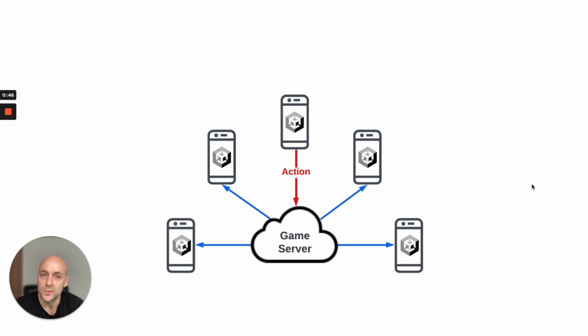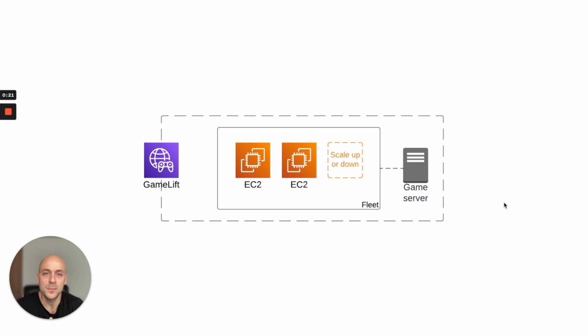A great alternative to it is using a managed service for multiplayer games. In this video, I will work with Amazon GameLift. So what is Amazon GameLift? Amazon GameLift is a managed service for multiplayer games with the following characteristics. It deploys a set of EC2 instances for you. We call it a fleet. So you don't have to worry about mounting EC2 instances, securing them, etc.